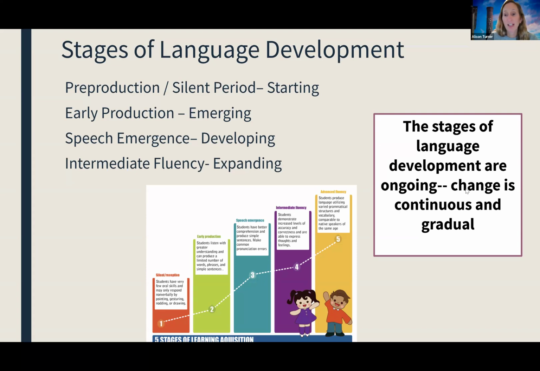It's important that you note that change is continuous, even from that silent reception period, pre-production, through advanced fluency. It's continuous, but it is gradual and it is slow. And probably all of you, if you've studied a language, have experienced the slowness that acquiring a language might be. So this requires patience, it requires repetition, and above all, it really requires good language teaching techniques, so that we're maximizing their time in the classroom to develop language.